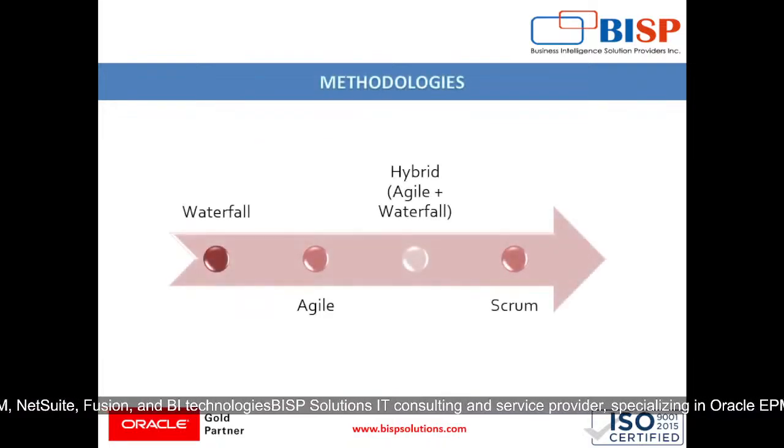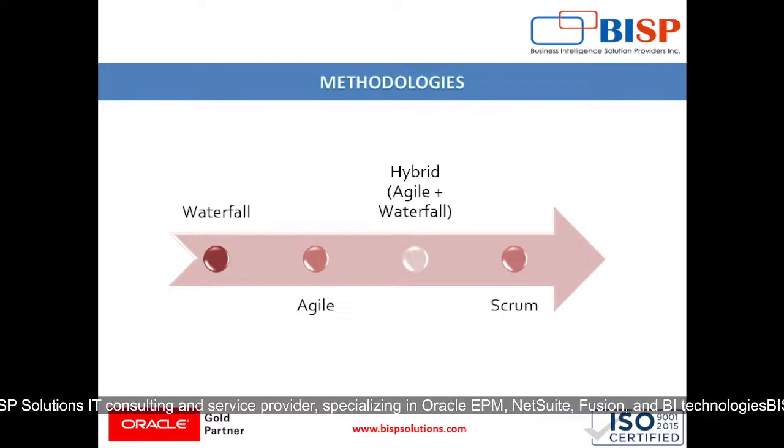Then come our methodologies: waterfall, agile, hybrid, which is agile and waterfall both, and scrum. In waterfall, as we have discussed previously also, it is sequential phases, and requirement gathering is done first. After that, designing is done, then implementation, testing is done, and deployment is done.